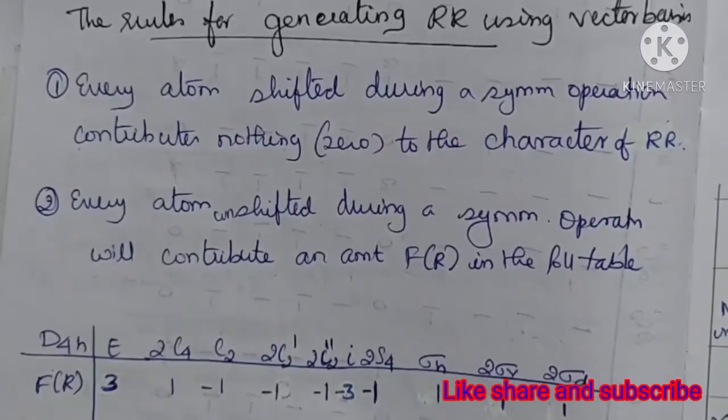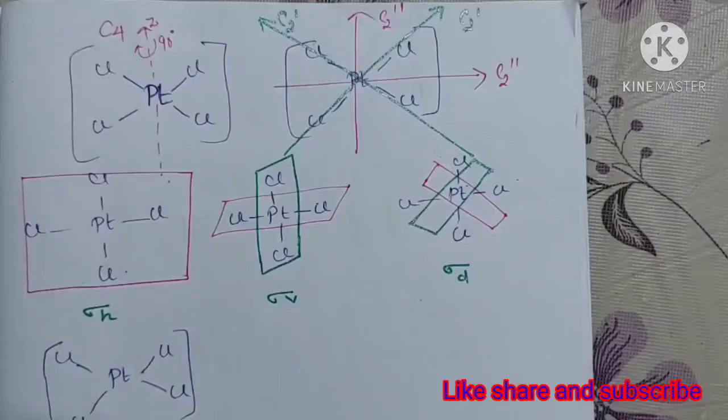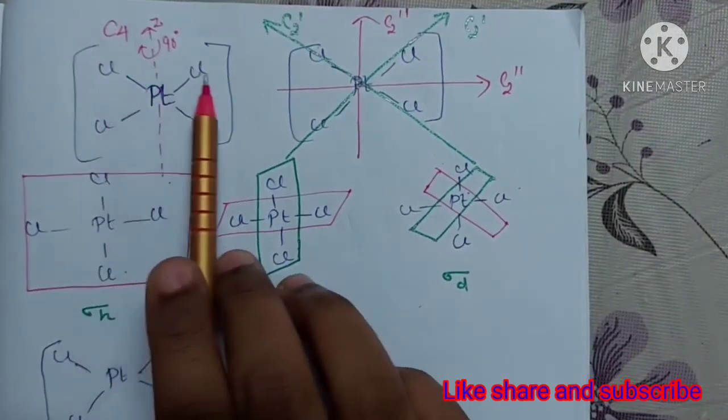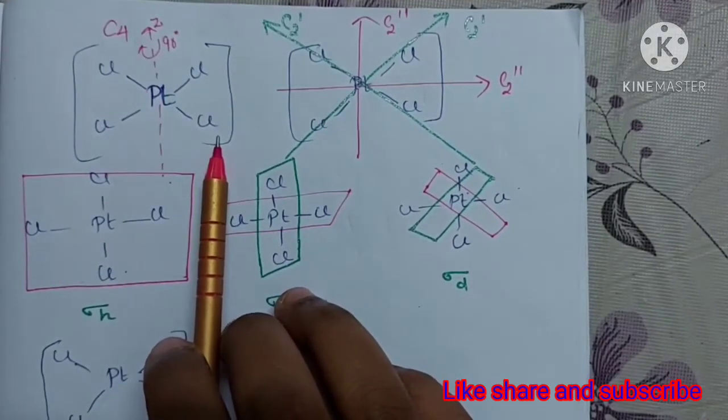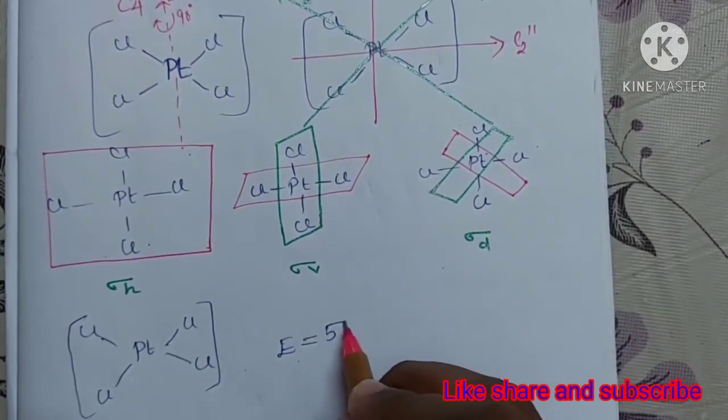Now we have to calculate the total reducible representation, or we have to find the total character of each operation in the case of D4H point group. For this, we have to do all the symmetry operations given in the character table and find how many unshifted atoms are present when we do each symmetry operation. So as you can see, I have represented all the symmetry operations in this paper. So this is platinum chloride, and when we are doing identity, there is no change in the case of identity operation. So the number of atoms unshifted in the case of identity is 5.